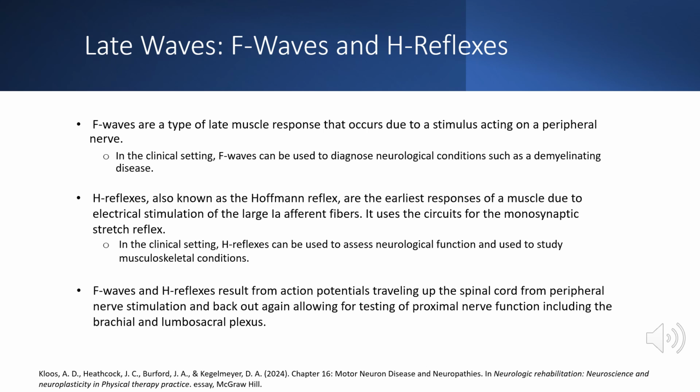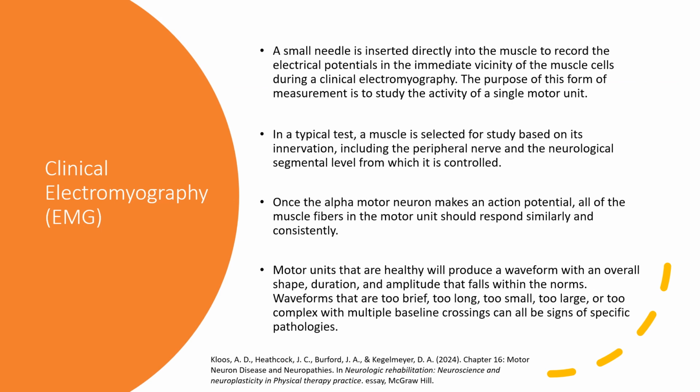F waves and H reflexes are kind of like an echo response of the nerves. So imagine you're in a canyon and you shout. If the canyon is clear, your voice echoes back clearly, like healthy nerve responses. F waves and H reflexes work similarly by sending signals up and down the spinal cord to test the nerve's function. F waves can help diagnose conditions like demyelinating diseases, where the echo might be delayed or absent, similar to what you would experience if the canyon walls were covered with a thick foam, dulling the sound.